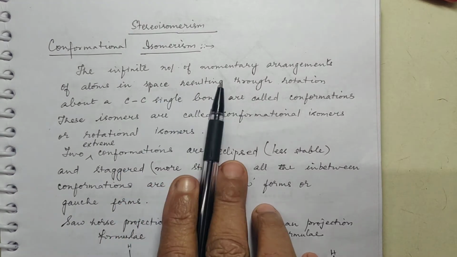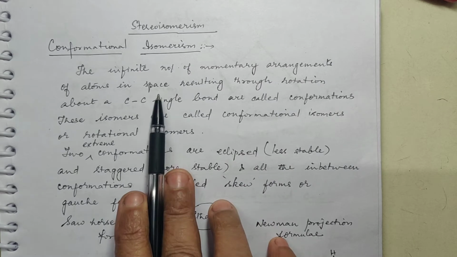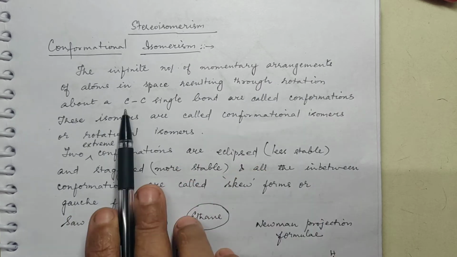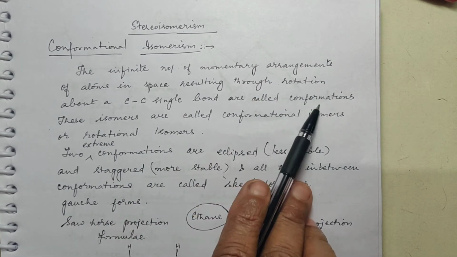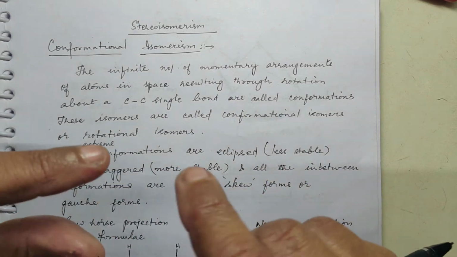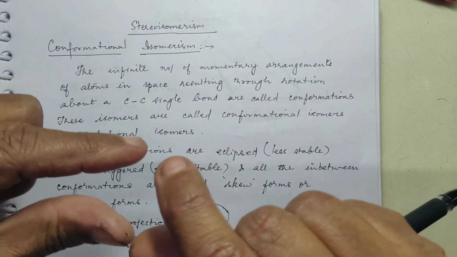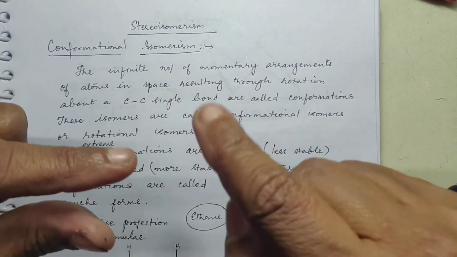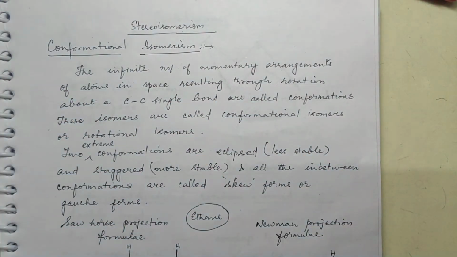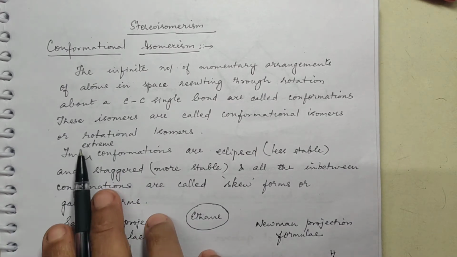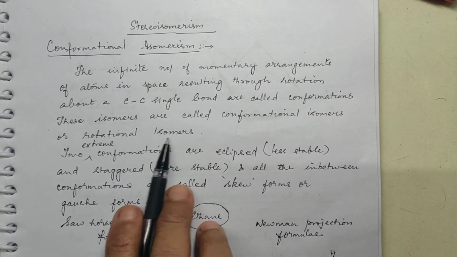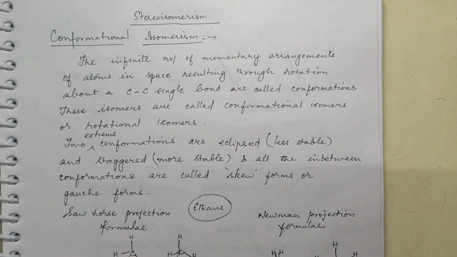The infinite number of momentary arrangements of atoms in space resulting through rotation about a C-C single bond are called conformations. I told you in the morning, is it not? Two CH3 groups, how a sigma bond, C-C bond, can be rotated completely. It can be rotated to 360 degrees. And these isomers are called conformational isomers, or they are also called rotational isomers because you are able to rotate.